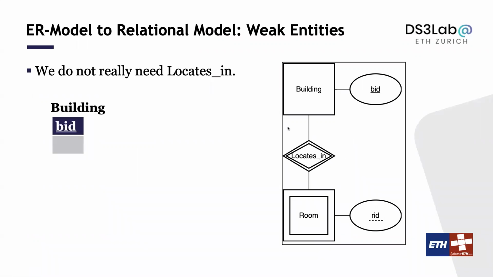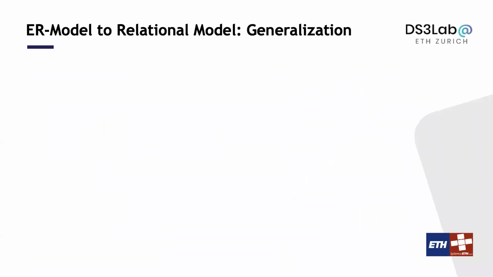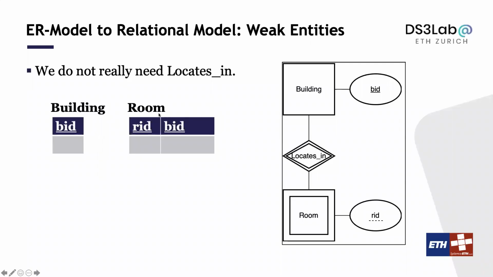So here, you actually do not really need to translate the relationship. If you have one relation for building and one relation for room, the key of the room relation will always be the combination of the strong key and the weak key. So it'll always be the room ID and building ID as the key of the room. This already has all the information that you want in the locating relation. So when you translate the whole thing, you do not need to have a locating relation in your relational model, because you already have all the information in the room relation.